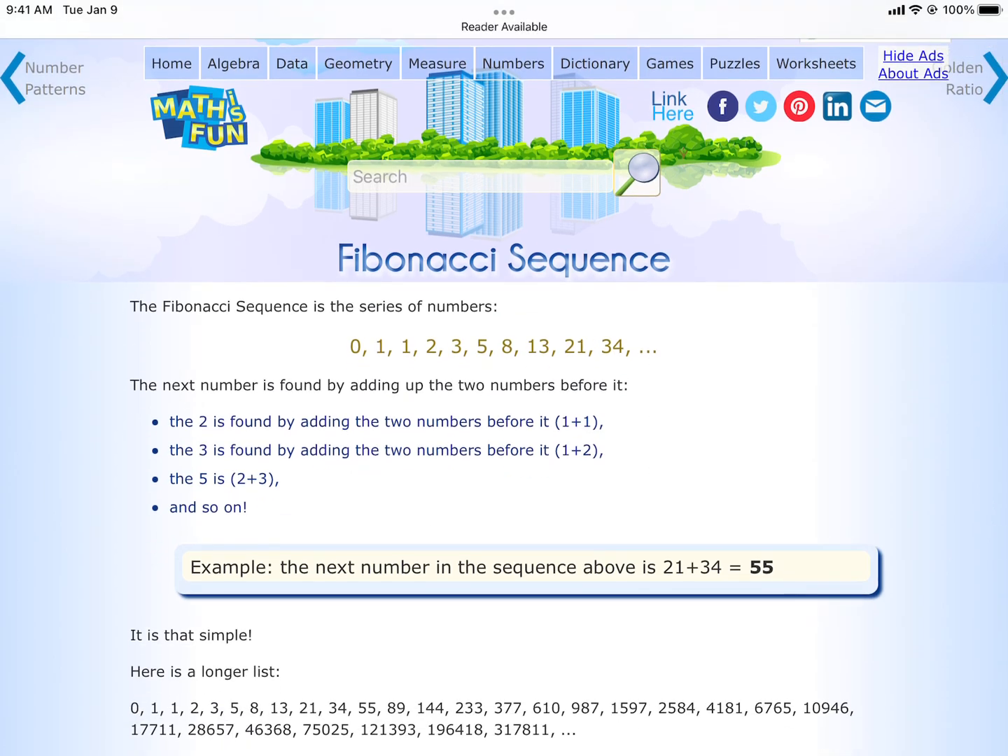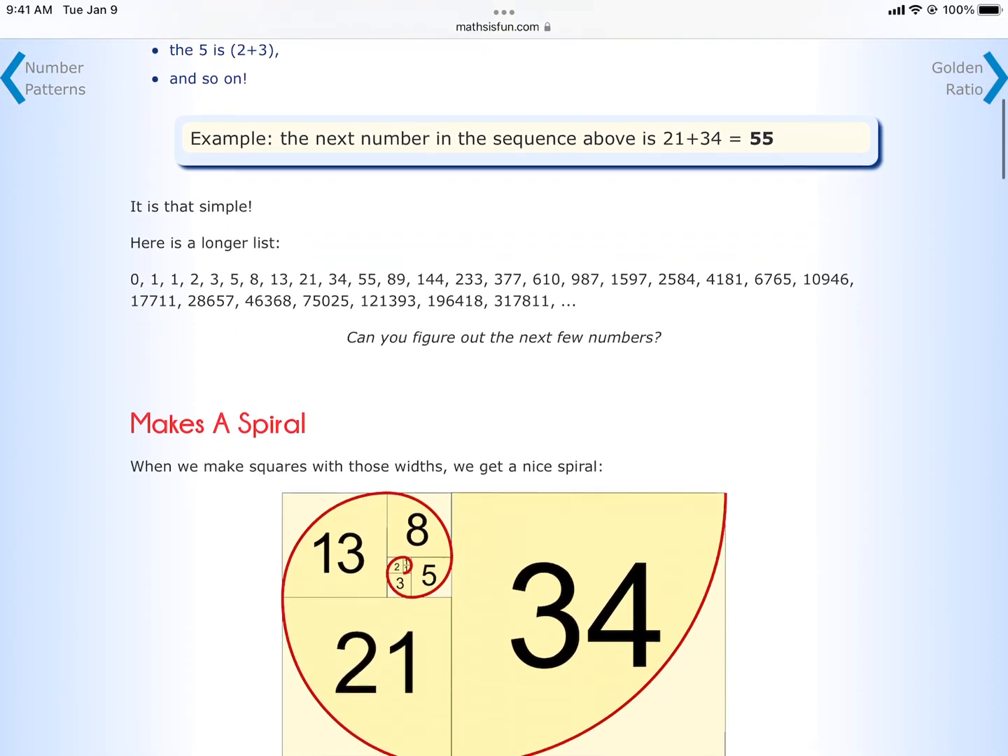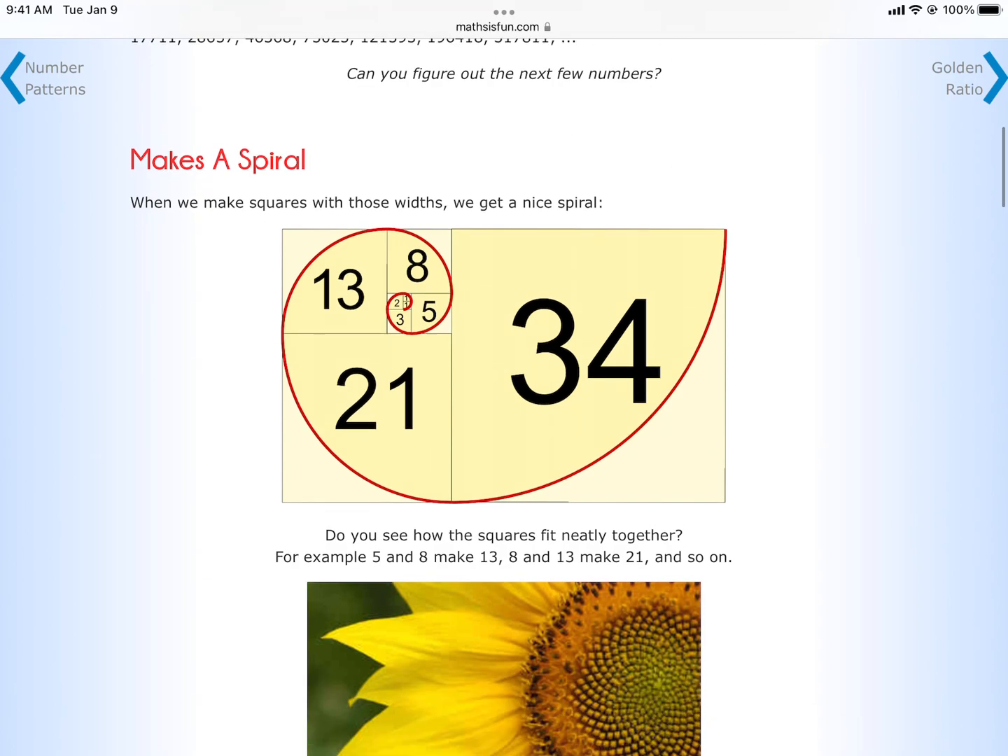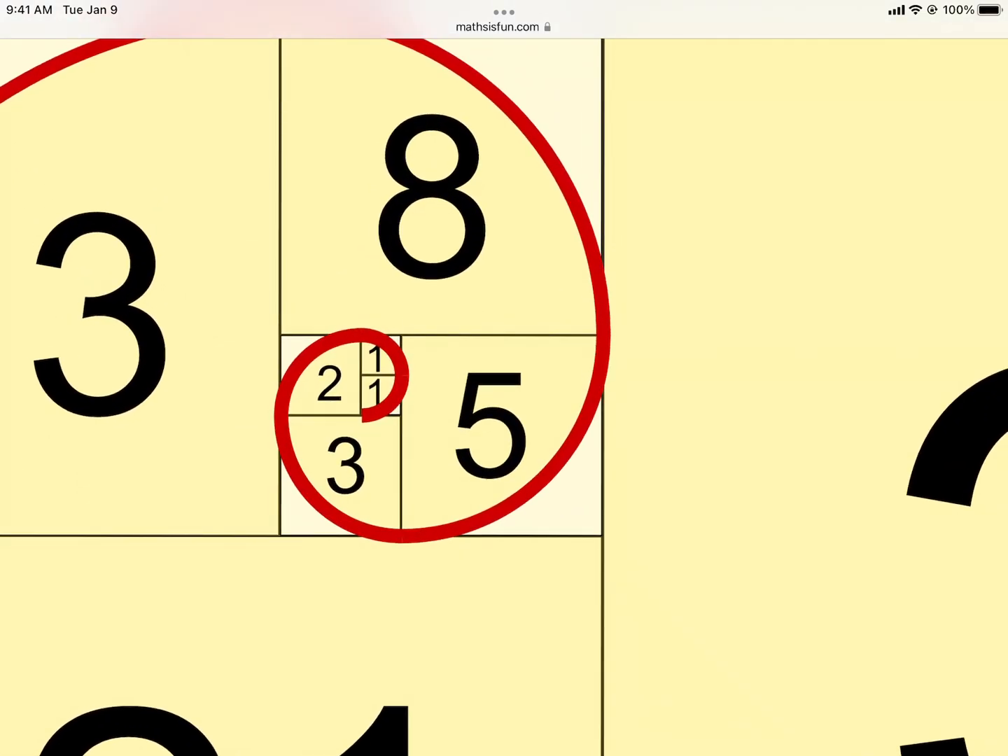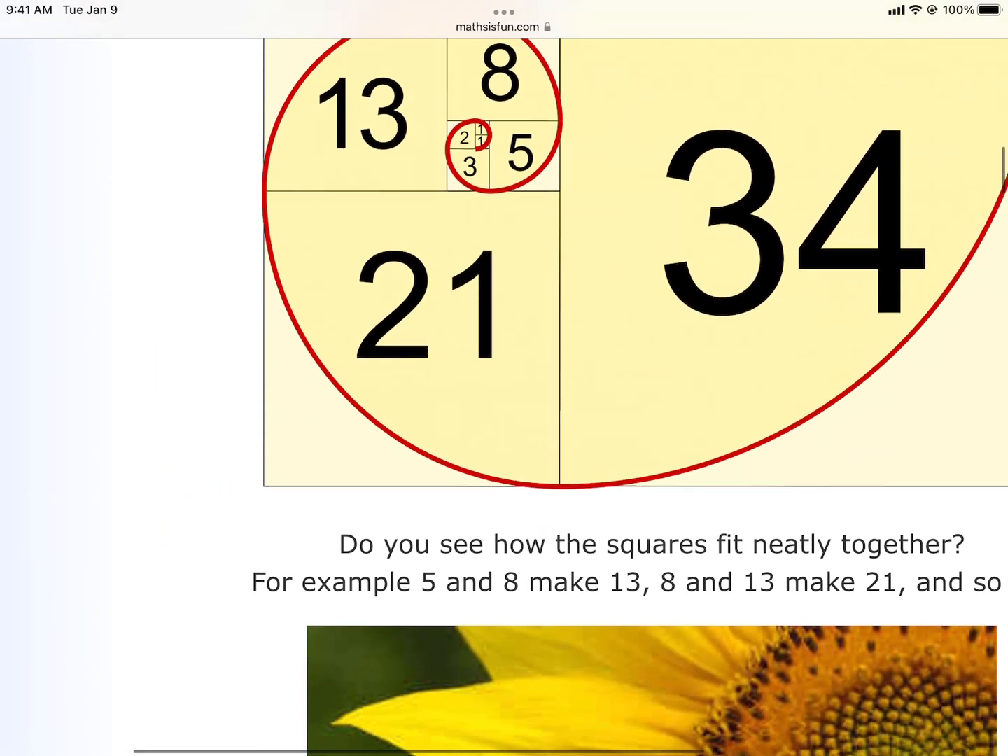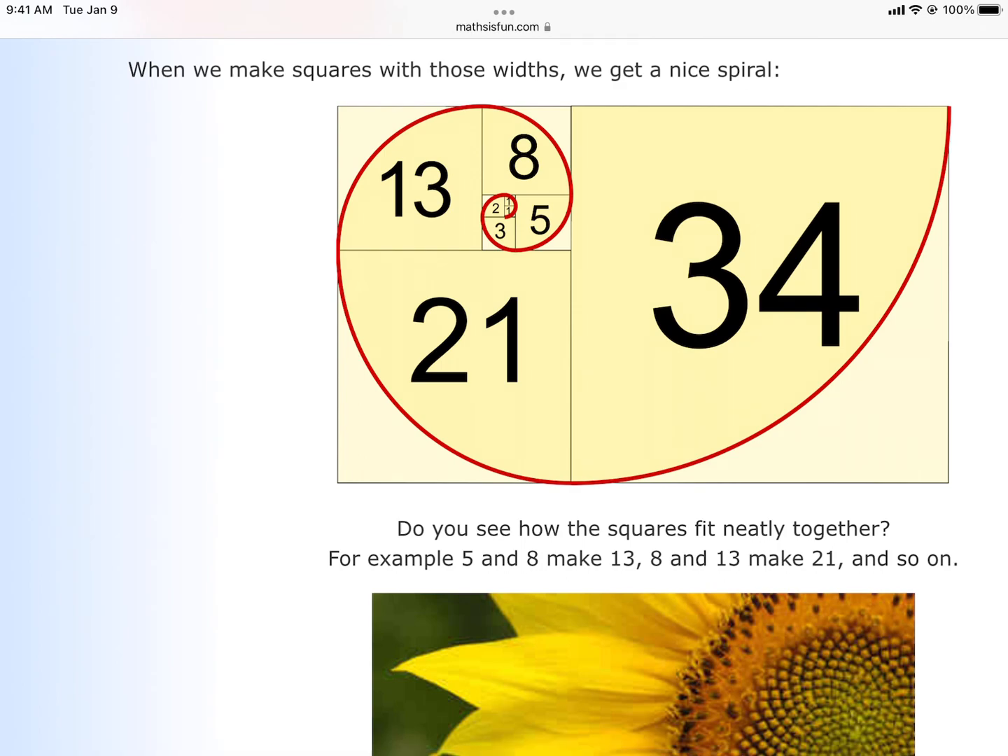Fibonacci sequence is the series of numbers. Now they throw a 0 at the beginning. Sometimes you see a 0, other times you don't. So the sequence is listed there. And now notice it says when we make squares with those widths, we get a nice spiral. This is known as the golden spiral. So if you zoom in, you have these two squares in the middle there, both with a width of 1 next to it, so square whose width is 2, and so forth. And we just have this nice spiral pattern associated with it.